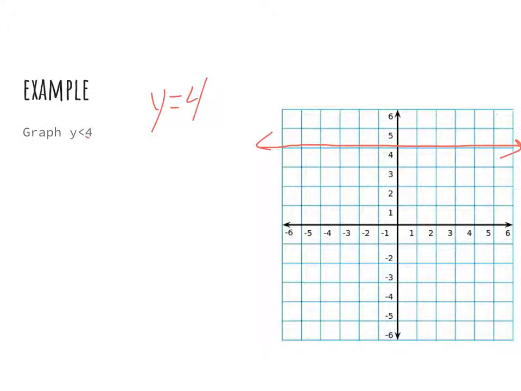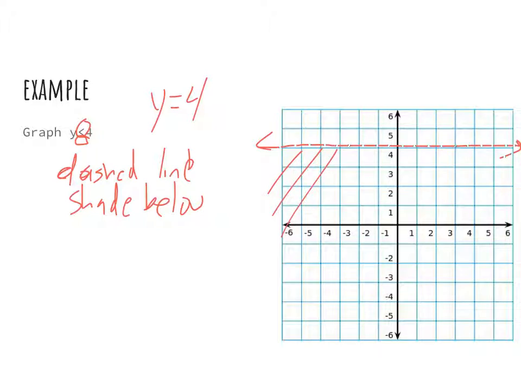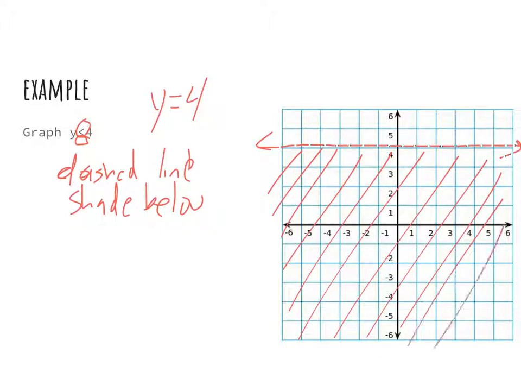From there, I do the same thing. I don't have the or equal to on it, so it'll be a dashed line. Oops. So I need to go and erase some of this to make it look dashed. Okay, dashed line. And then since it's less than, we shade below. Right. So if there's no x value, then we treat it the same way, just with a horizontal line instead of one that's got a slope with it.